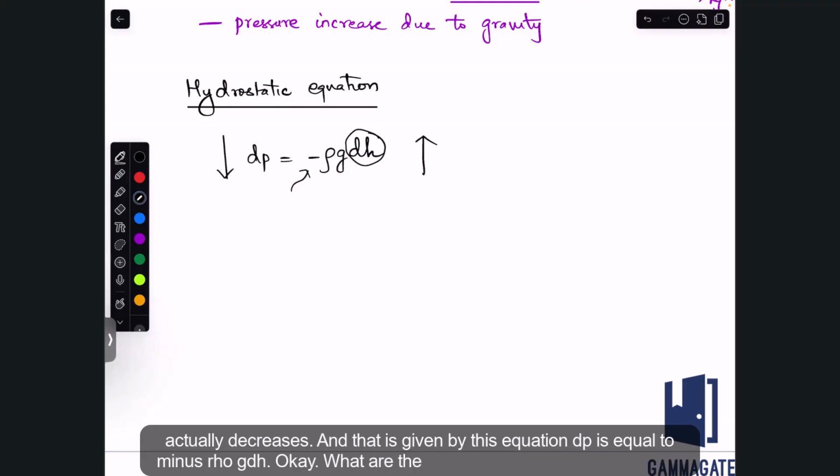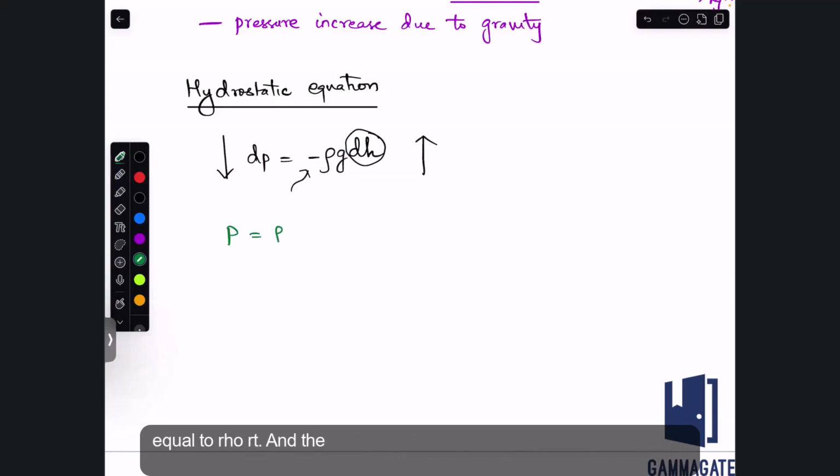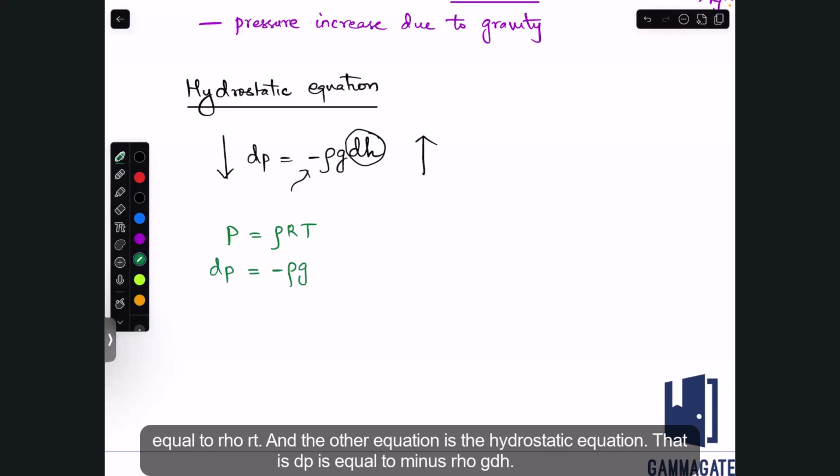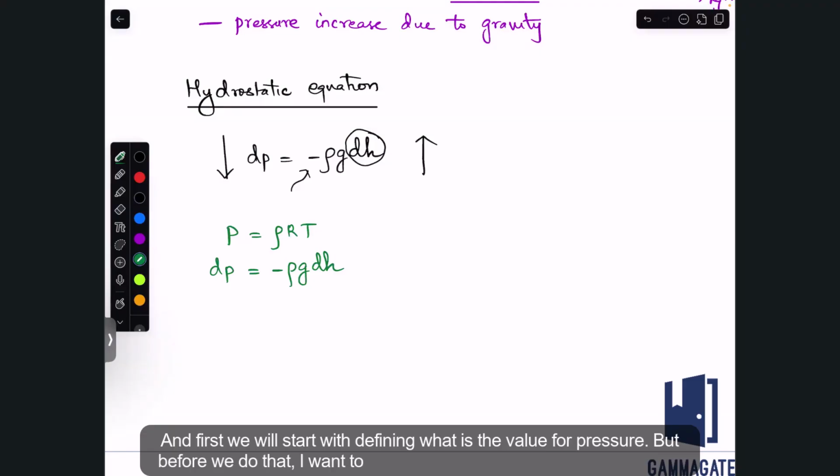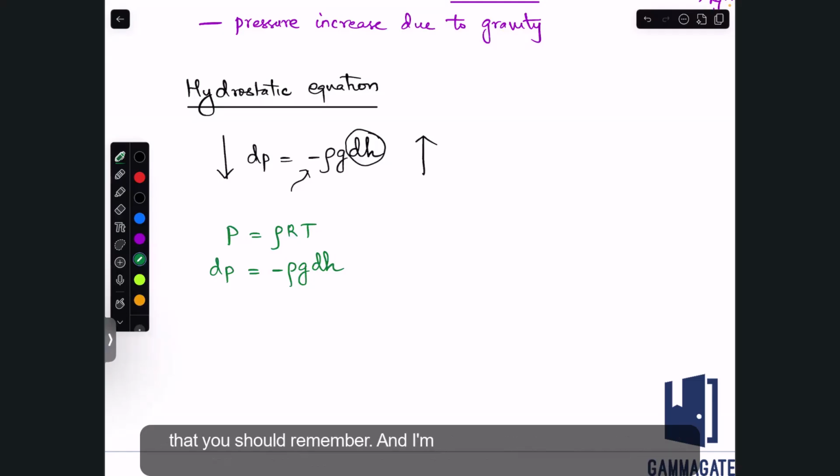Till now, we have seen two equations. What are the two equations? That it obeys P is equal to rho RT. And the other equation is the hydrostatic equation, that is dP is equal to minus rho g dH. First, we will start with defining the value for pressure. But before we do that, I want to show you a very interesting graph that you should remember.